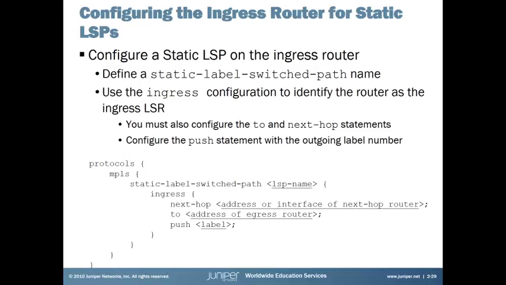All this is happening on the ingress router. So it's the ingress router that really sets up the path. The ingress router will set up the name of the path, the next hop along the path, the egress router, and also the first label value.